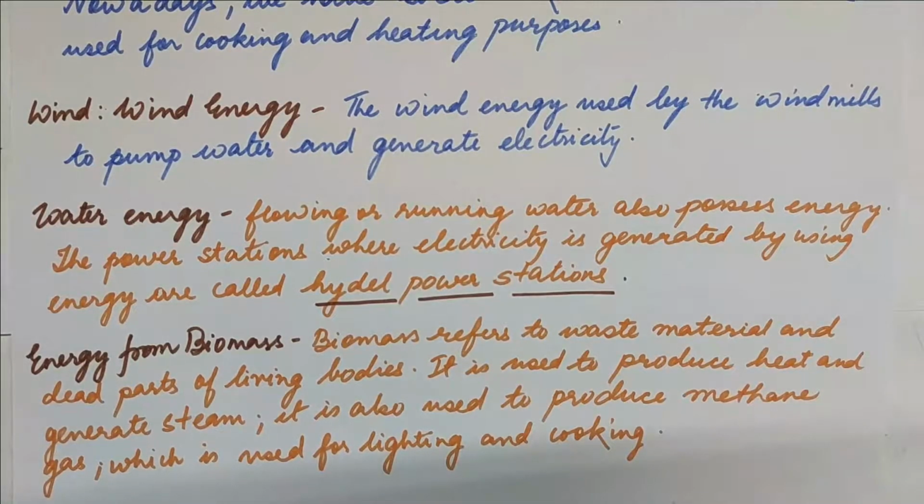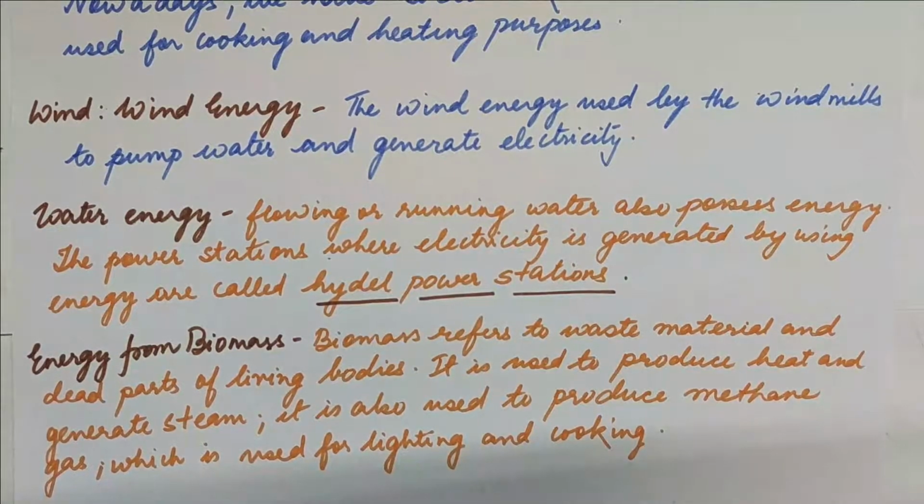Talking about the last energy, that is energy from biomass. Now what is biomass? This is nothing but the waste material or the dead parts of the living bodies which are no more in use. Like the leaves keep falling from the trees, the dry dead leaves. The waste generated in different forms. They are used to produce heat and generate steam. This is also used to produce a methane gas. Also, you might have heard the name of gobar gas, right? So that's nothing but the biomass which is being used for lighting and cooking. It is a very good source of energy if used properly.